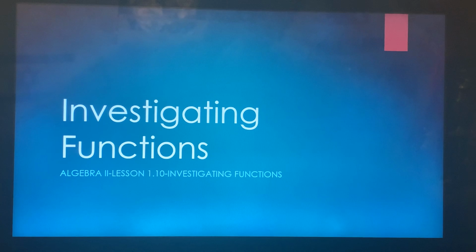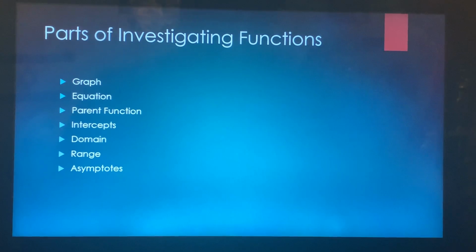Today, on the subject of Algebra 2, we will be discussing one of the most important topics, which will truly help you understand graphs and equations and all that good stuff: investigating functions. Now, there are 13 parts. You already know 3. Usually, you're going to have to write down the main 10.